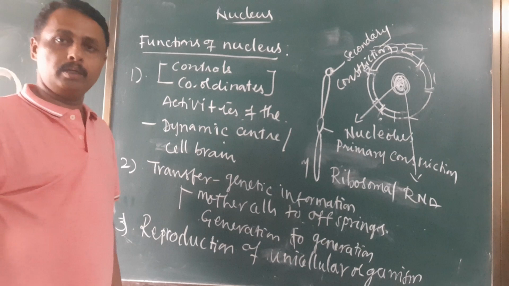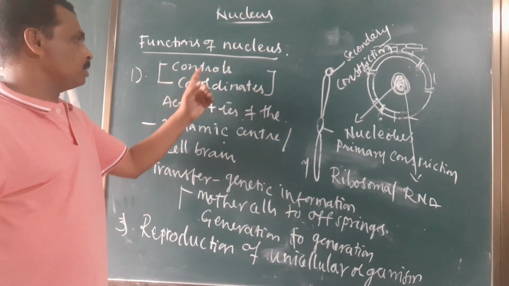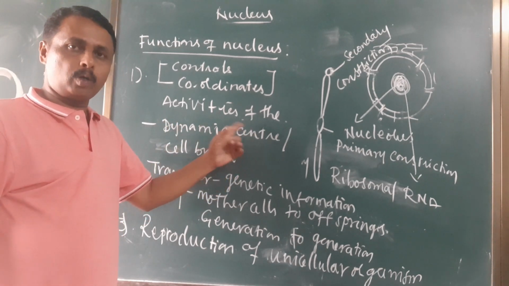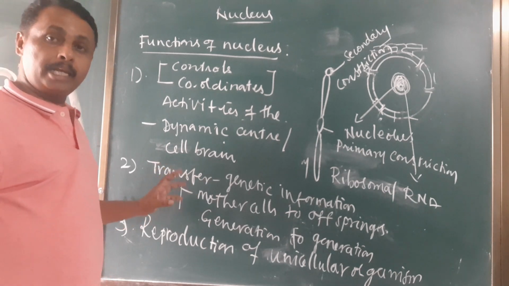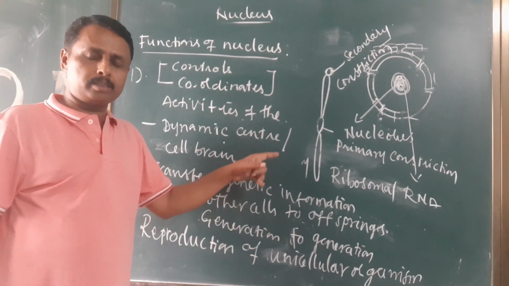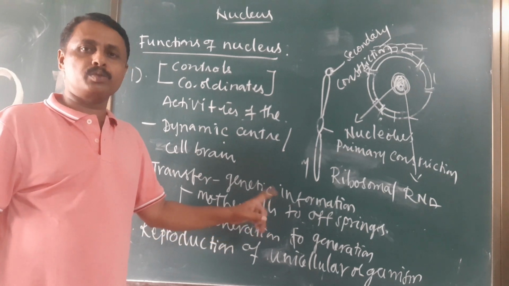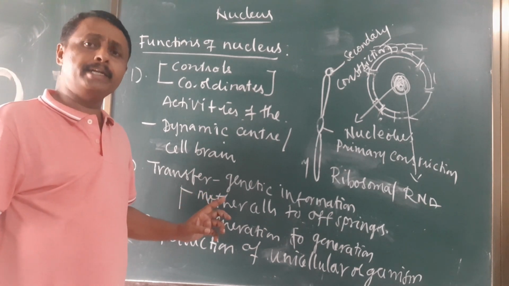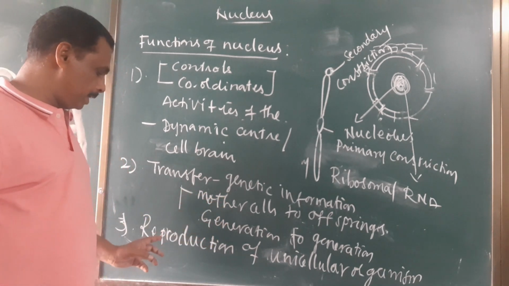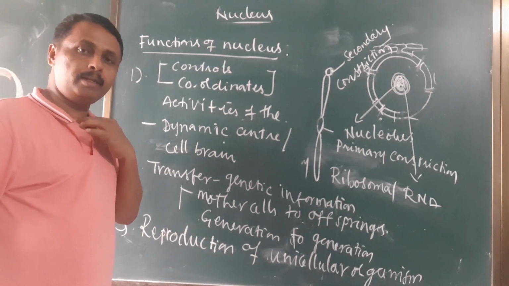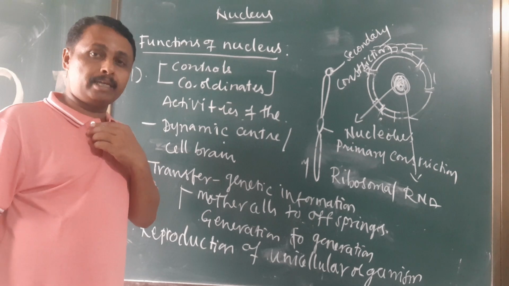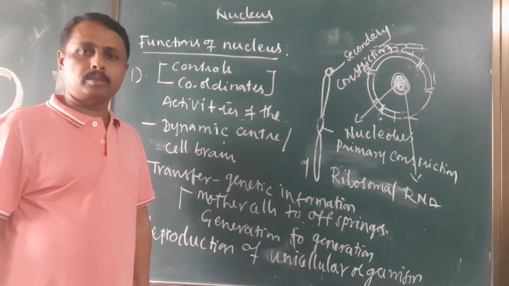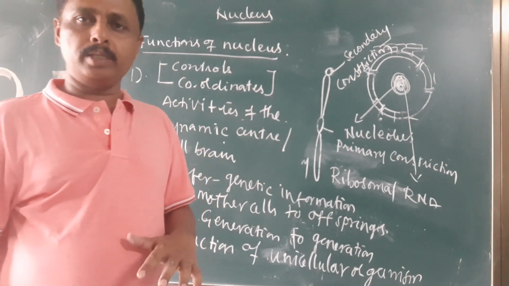These are the functions of the nucleus. What are the functions? It controls and coordinates various activities of the cell. That's why it is considered the dynamic center or cell brain of the cell. It is involved in the transfer of genetic information from mother cells to daughter cells, from generation to generation. That means it plays an important role in the hereditary process. And it is also a very important structure in the reproduction of unicellular organisms. So these are the functions of the nucleus. With this, the nucleus structure is completed.